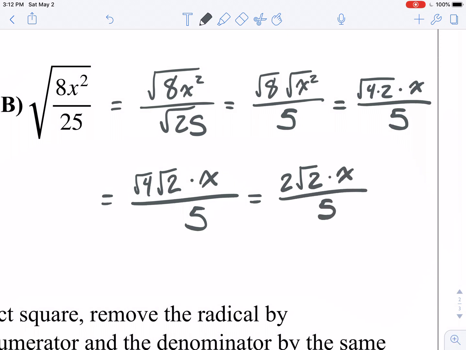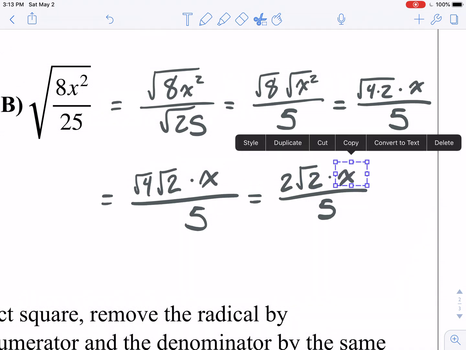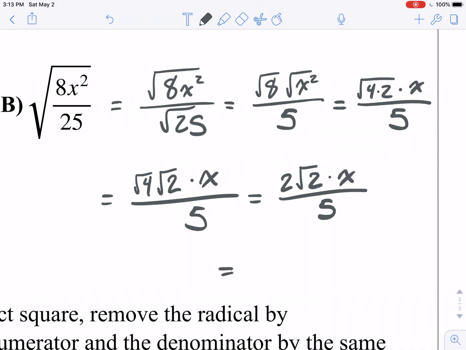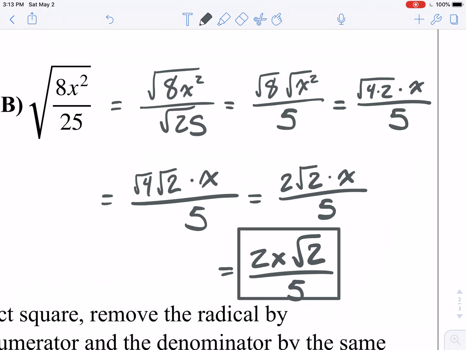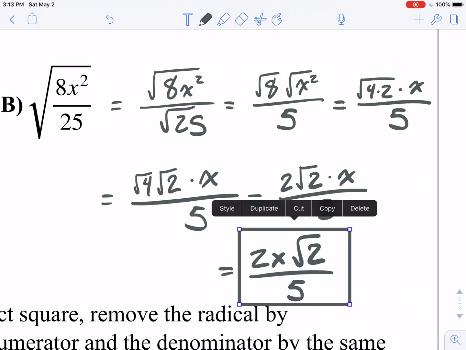You could leave it like that, but for some people it's super confusing and they think that the x is underneath the square root, but it's not. So I like to rewrite it as 2x times the square root of 2 all over 5. And I expect that you write them as well. So if you have anything times the square root, please put that out in front of it like we do right here.